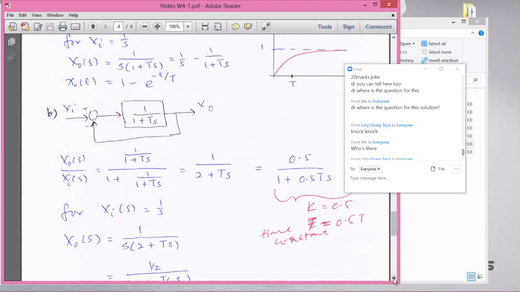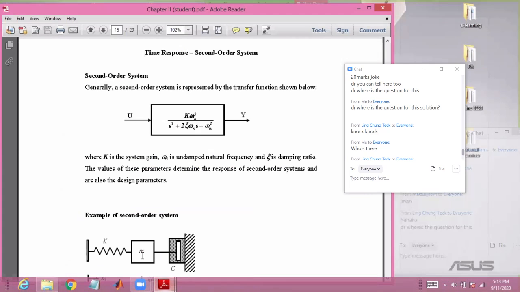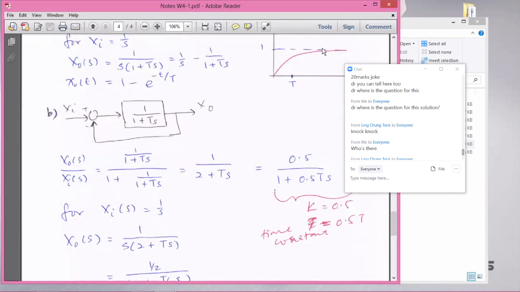Do you have any other question? I don't want to discuss second order system today. I'm going to save this for next time. If you don't have any question, I'm going to end the class here today.